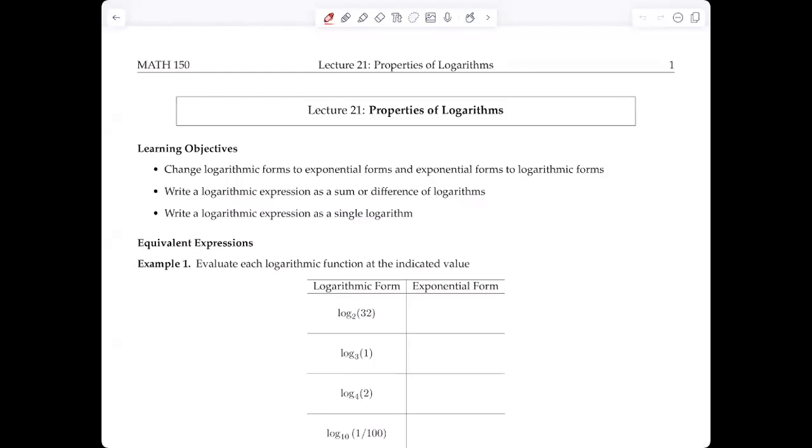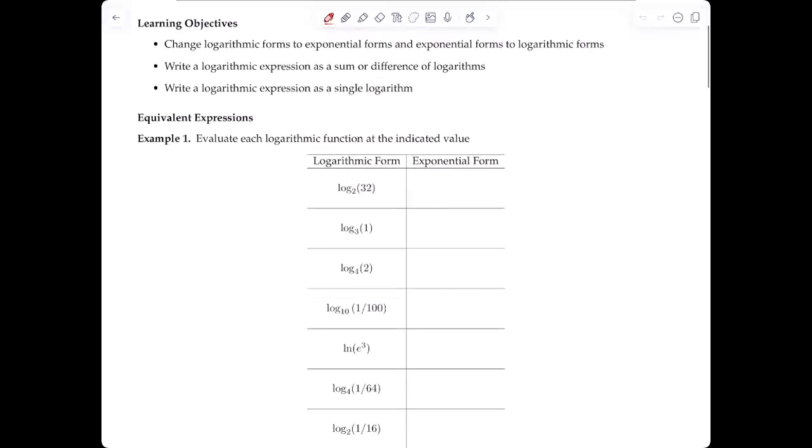Later, we're going to learn different rules or different properties of logarithms, and then we can use the properties to express the logarithmic expression as a sum and difference or product of logarithms, and then write multiple logarithmic expressions as a single expression.